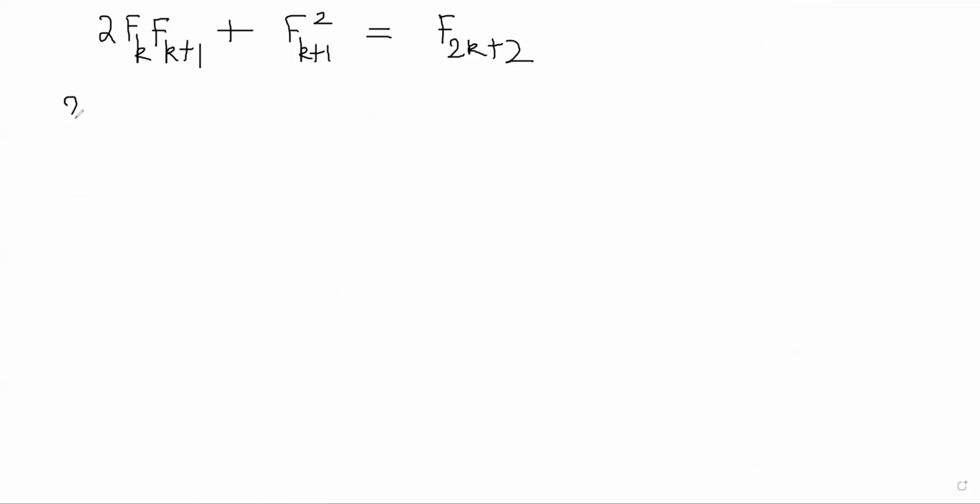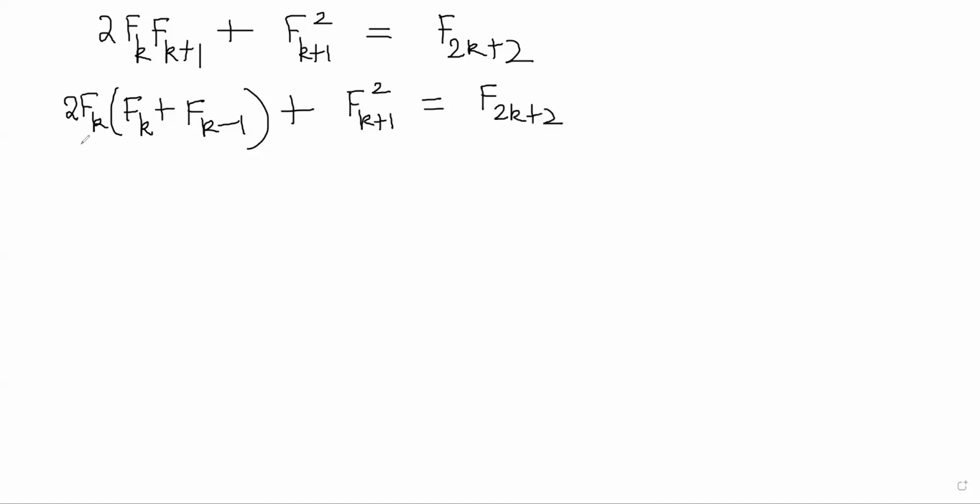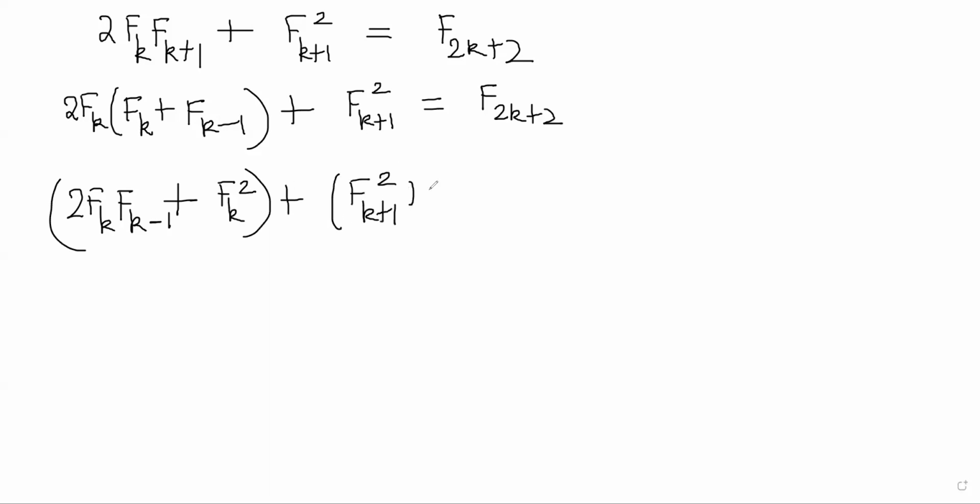Now let's simplify this a little bit. 2 times f of k plus 1 can be written as f of k plus f of k minus 1, plus f of k plus 1 square can be written as, let's just write it as it is equal to f of 2k plus 2, and then we're getting 2 f of k into f of k plus 1, f of k into f of k minus 1, plus I'm getting 1 f of k square I'll keep here, and 1 f of k square I'll combine with this. I'm just rearranging the terms of the left hand side, which is equal to f of 2k plus 2, right?